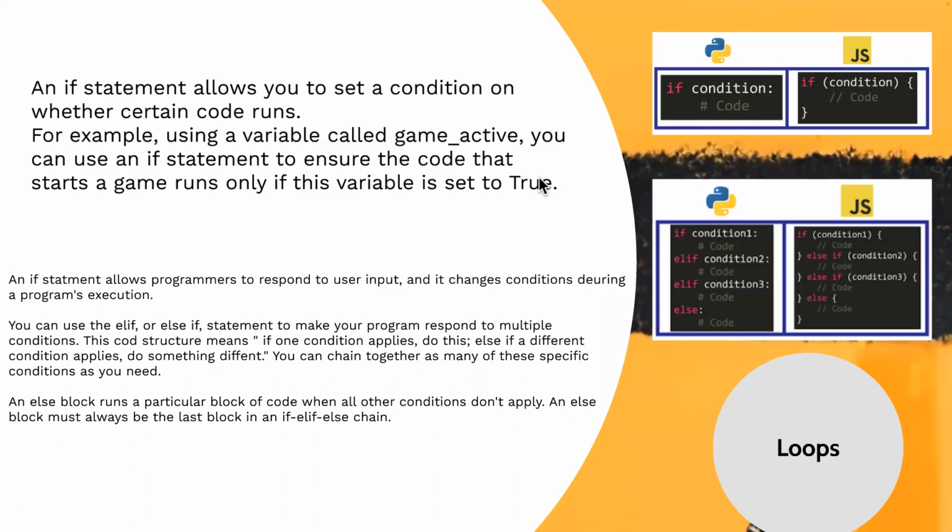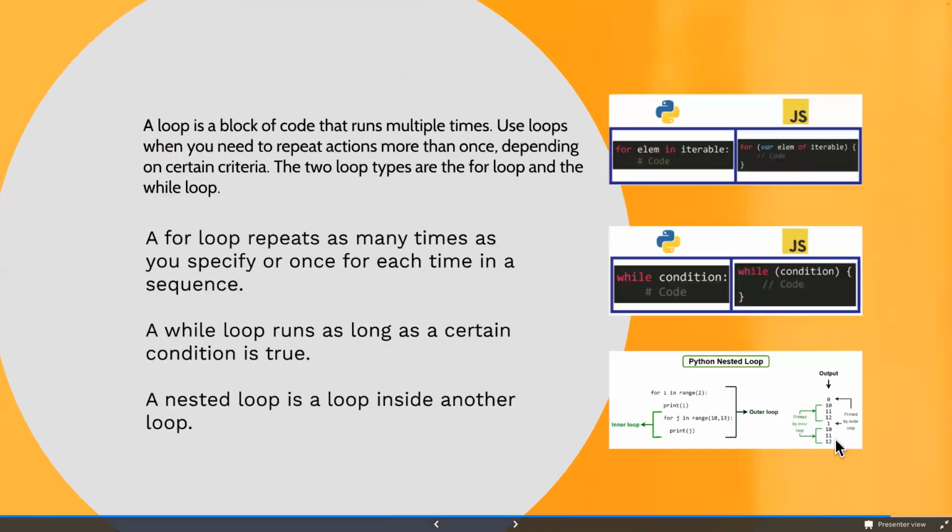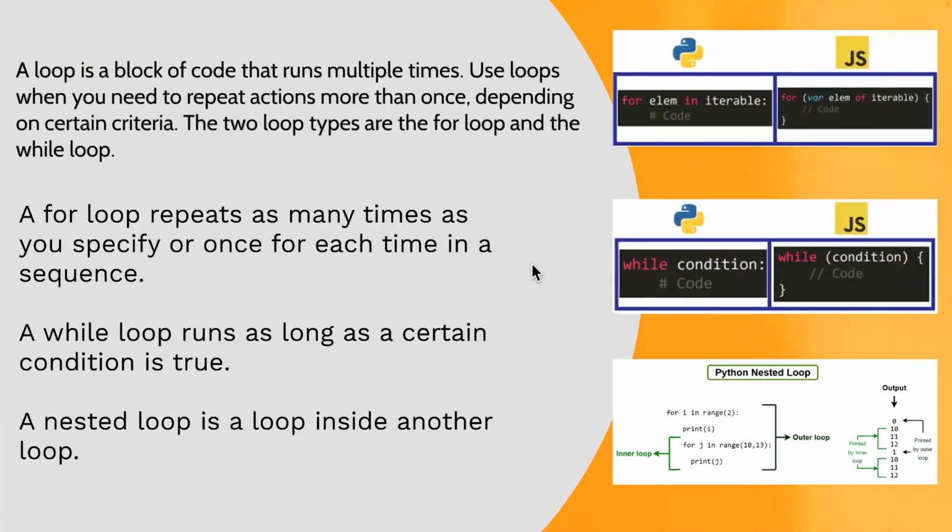Remember, one of the pillars of programming is if statements, and what's the other pillar? It's right here: loops. The other pillar of programming is loops. How we write a for loop or a while loop in Python versus JavaScript, we're going to learn right now. A loop is a block of code, as you know, that runs multiple times. You need to use loops when you need to repeat actions more than once, depending on the criteria. So a for loop is written as such.